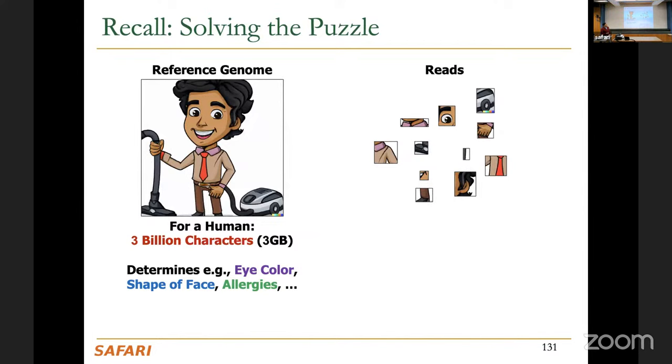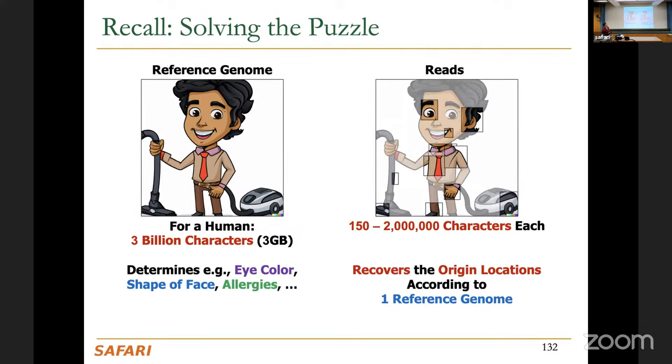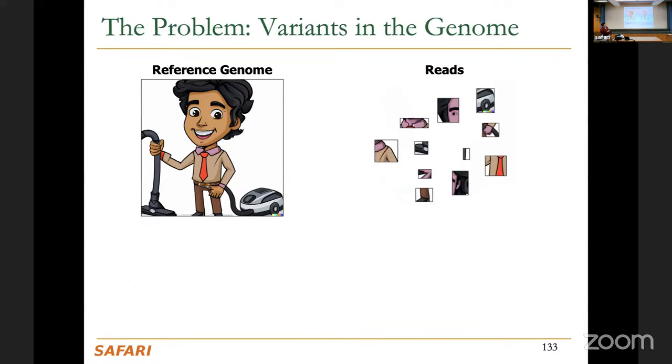And there are many of those, and we don't know their regions. Then by looking at the single reference genome, we try to reconstruct that picture. We look at this and then try to reconstruct it based on these pieces. And of course, we'll be able to recover some of these reads. We'll be able to map some of these reads because they will exactly match that reference genome.